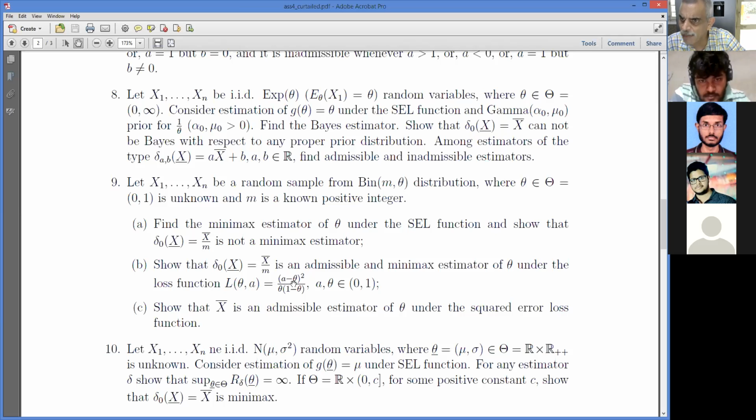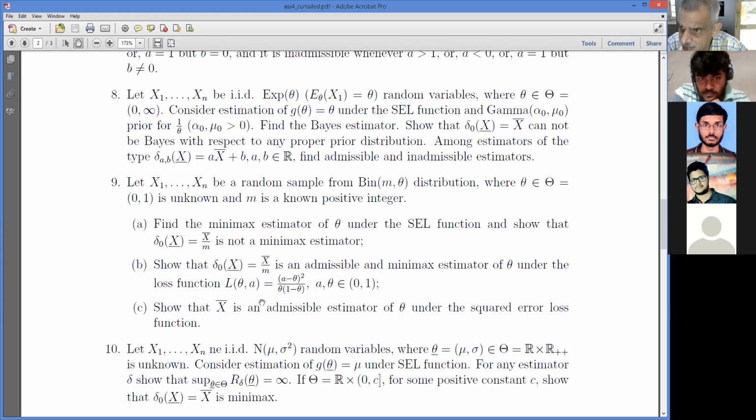Now this loss function is the same as (A minus theta) whole square, except that you have a theta into 1 minus theta. So the admissibility should not change. That is what common sense says. Now if you have to write this down properly, suppose in part C, X bar is not admissible. Actually, it is X bar by M, I should say. The same estimator over there. Suppose X bar by M is not admissible.